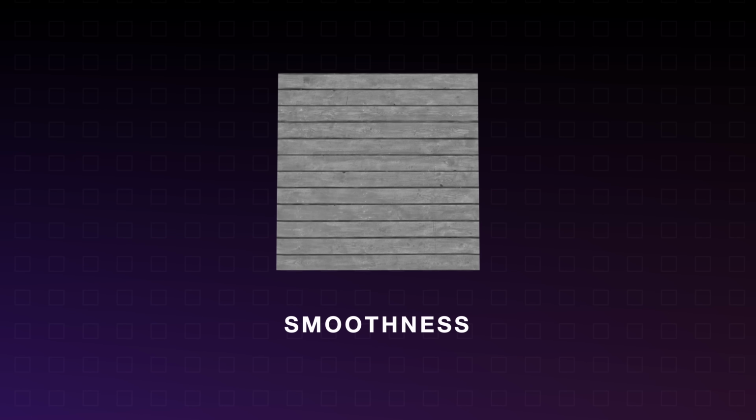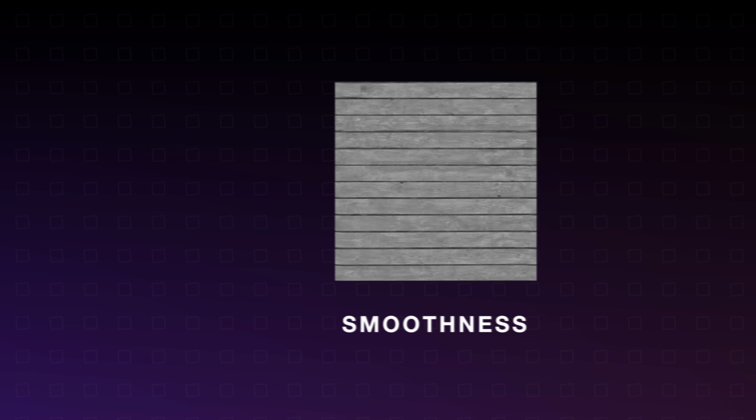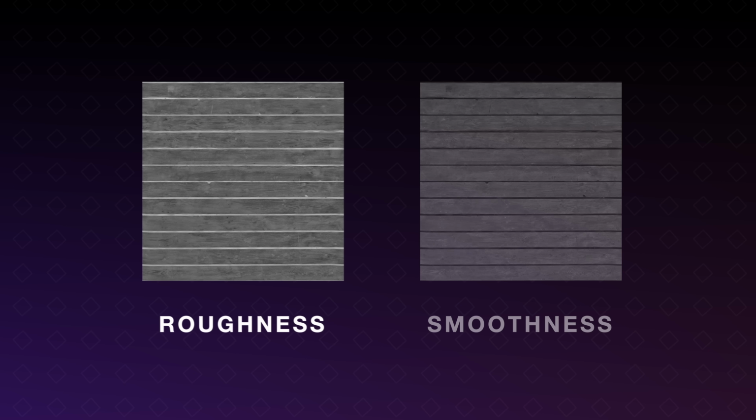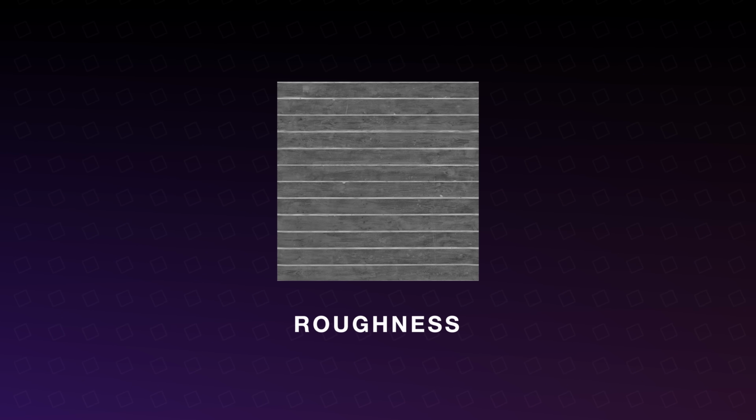Some assets provide a smoothness map instead. This is the same as roughness but inverted. In this case, I would recommend inverting it in an image editor before importing to Godot. Normal.